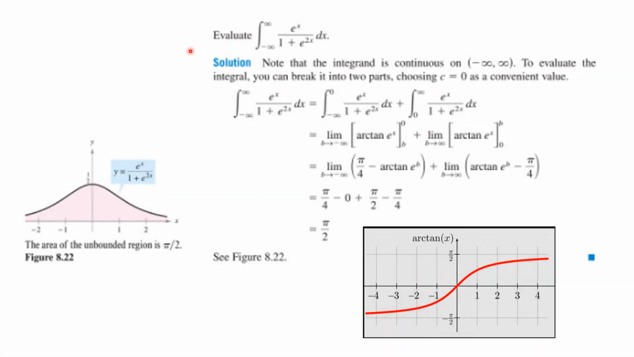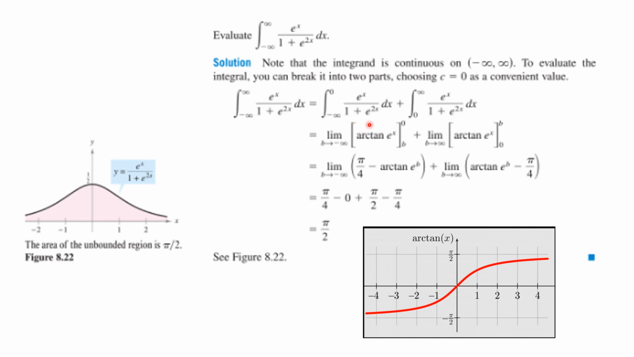All right, so we're going to again use 0 because that's a convenient point. So this integral is going to be going from minus infinity to 0, and this is going to go from 0 to infinity. Now, if you look at the graph of this, it will be kind of a bell-shaped curve. Here's what it would look like. And the way you do this is by doing a substitution.